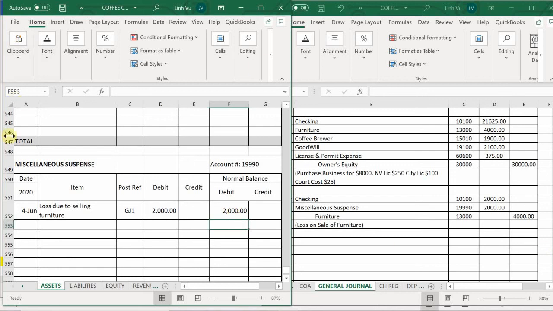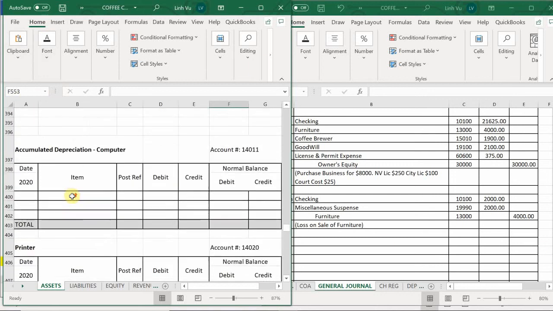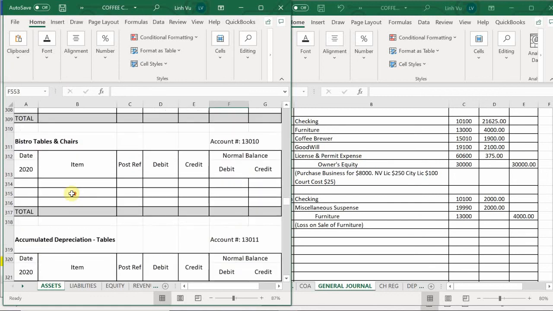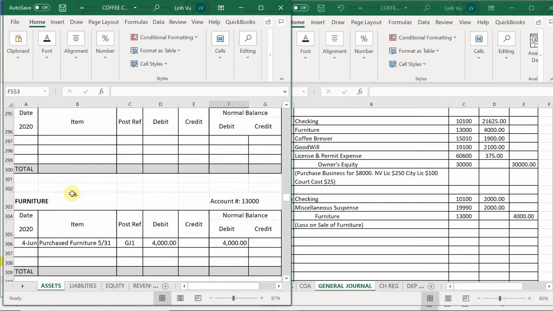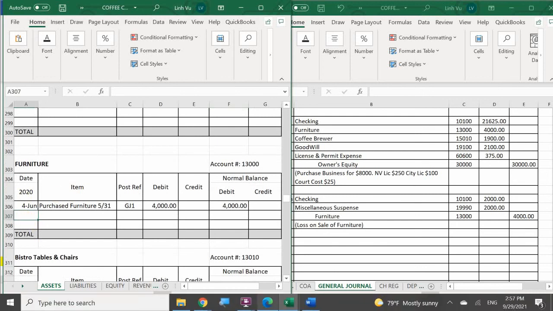The furniture. So let's scroll all the way up till we find furniture. Here it is. So today is June 4th. In this case, I sold my furniture. Sold furniture. Again, this happened on my general journal number 1. Now, did I debit or credit my account? Credit. You credited your account for $4,000.